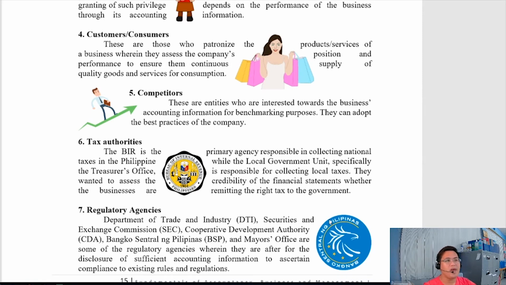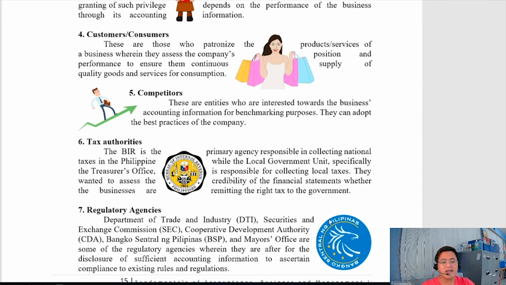While if you want to pay business taxes related to local taxes, such as permits, licenses, and taxes in relation to your business gross sales every year, you have to pay it with the local government unit. Of course, that is part of the business permit processing of your documents.